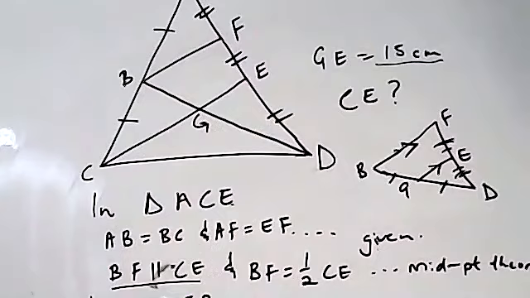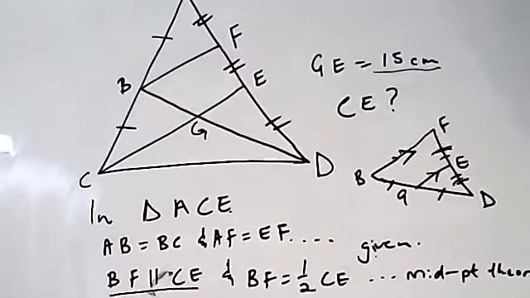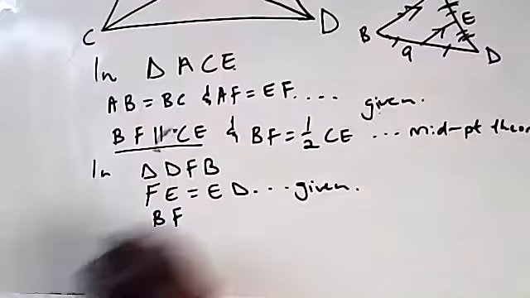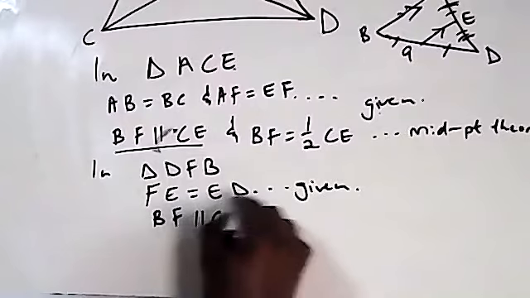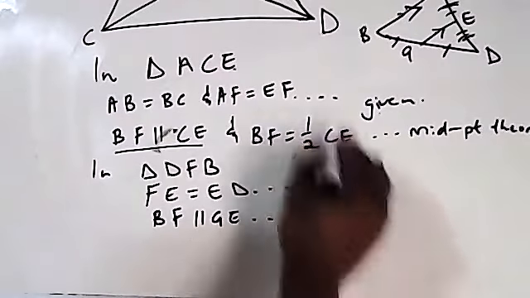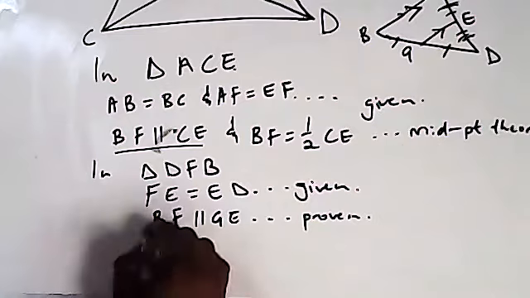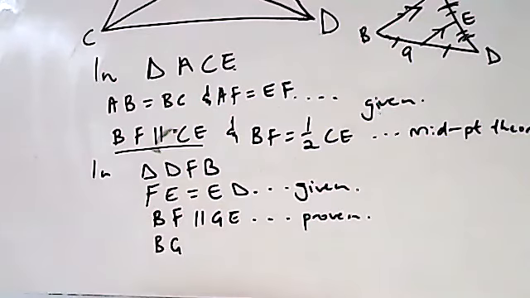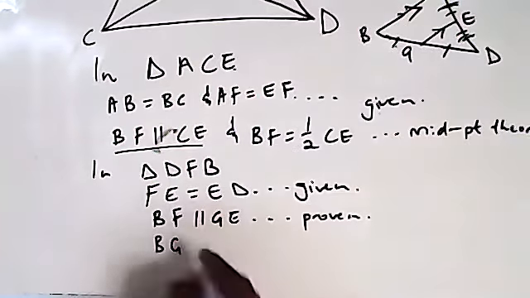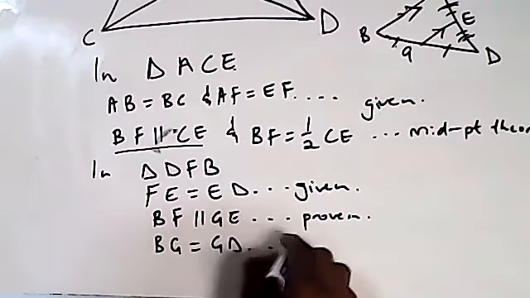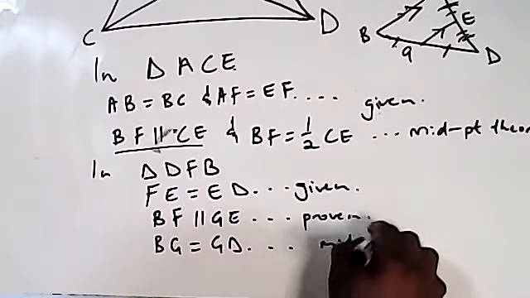But we also established that BF is parallel to GE. BF is parallel to GE. And that was proven. We proved it here. We already proved that one. So then we say BG, which is this, is going to be equal to GD. We already stated that. The reason is midpoint theorem.